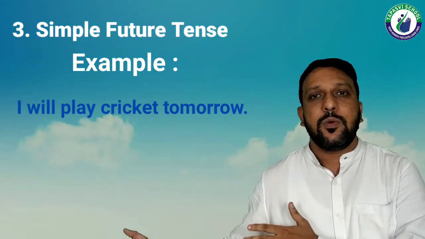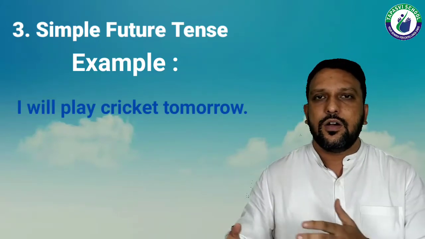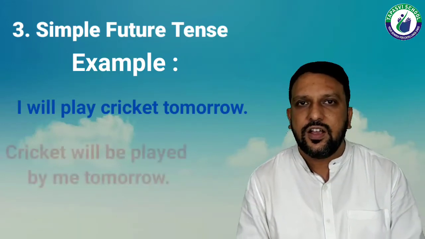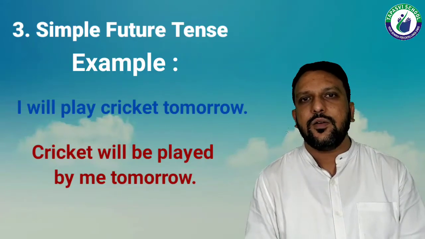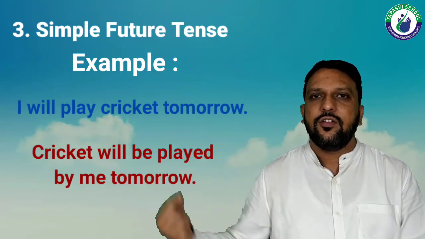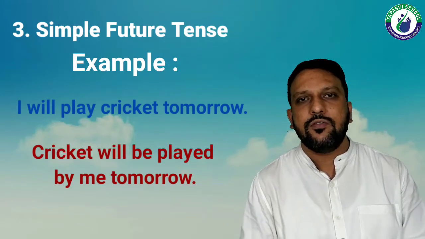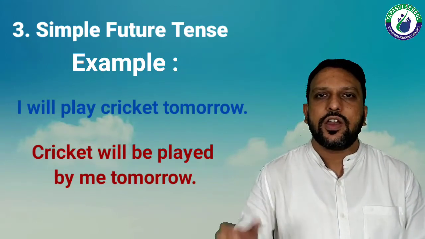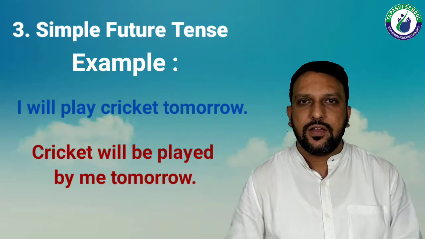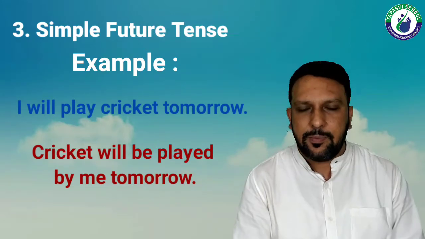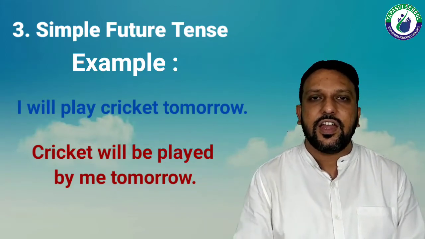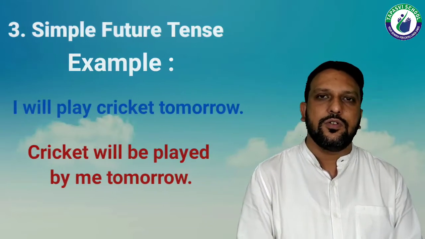Now while transforming the active voice sentence into the passive voice, the object will come first. So cricket comes first, then will plus be: cricket will be. Then play, which was V1, will be converted into V3, that is played, by. I will become me. So cricket will be played by me. Tomorrow will be as it is at that particular place because it is other words. So here is your sentence ready: cricket will be played by me tomorrow. Isn't it very simple, students?